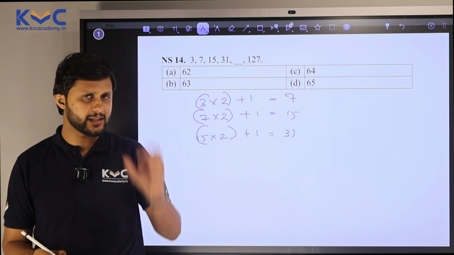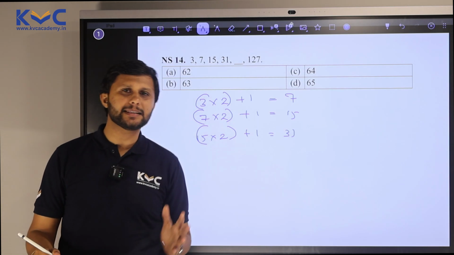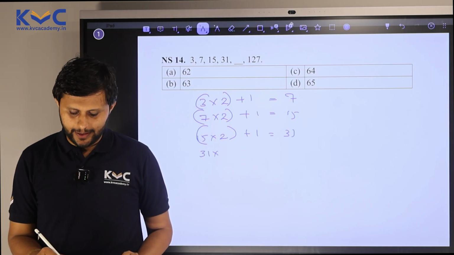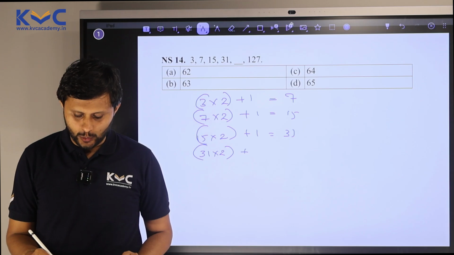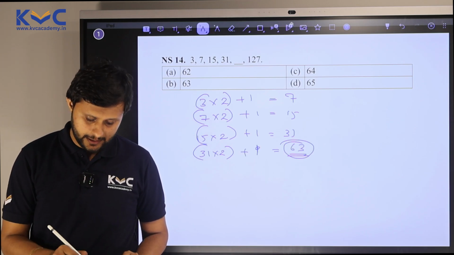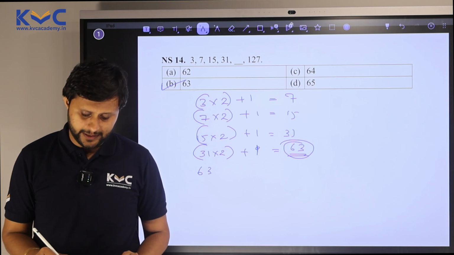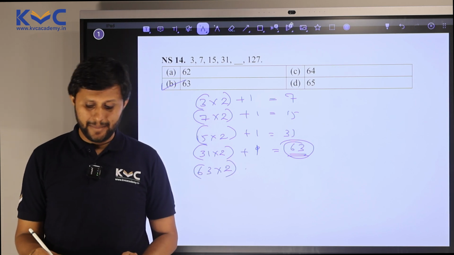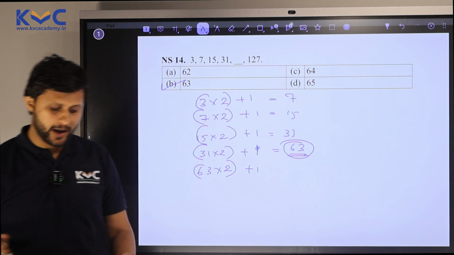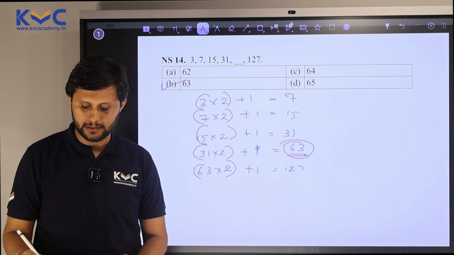So my logic is right. We just have to multiply the previous number with 2 and then add 1 to it. So we have 31 into 2, 62, plus 1 equal to 63. Let's check the remaining number. 63 into 2 plus 1. 63 into 2 is 126 plus 1 is 127.